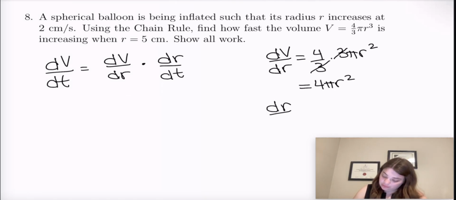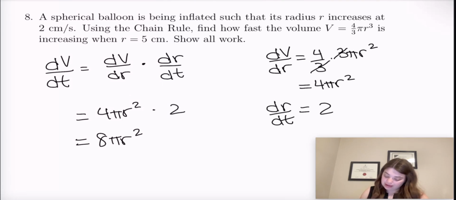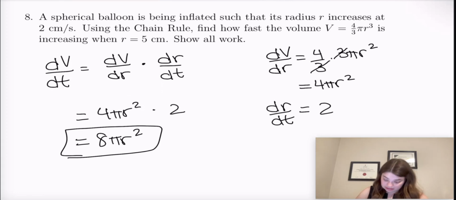And then dr over dt, they actually told us what that was in the question. They said that the radius increases 2 centimeters per second. So the change in the radius with respect to time in seconds is 2. So my answer is going to be 4 pi r squared times 2, which is 8 pi r squared. And so therefore 8 pi r squared is going to be generally our change in volume with respect to time. Here they would like to know how fast the volume is increasing when the radius is equal to 5.